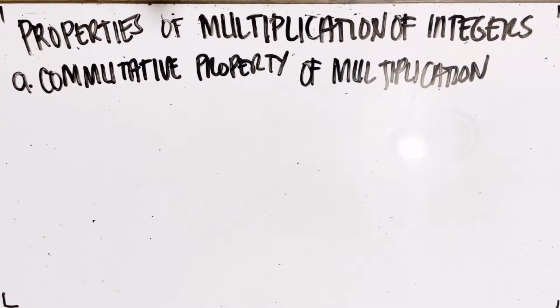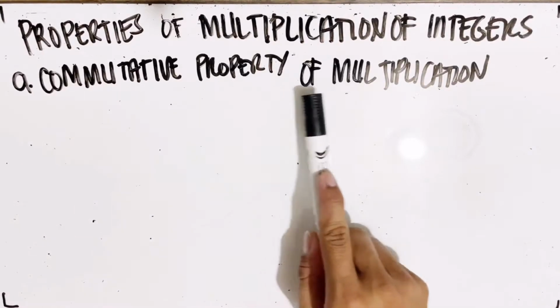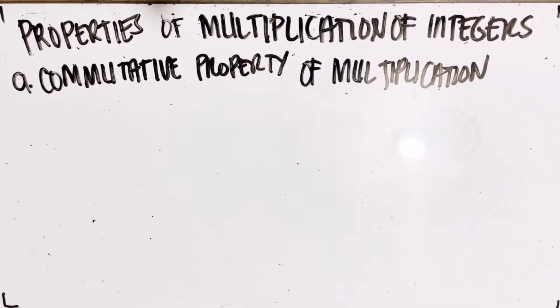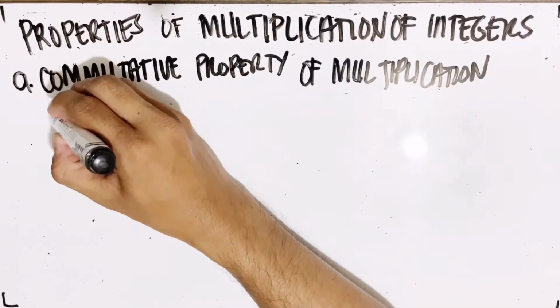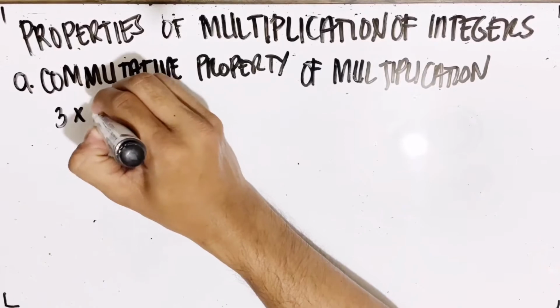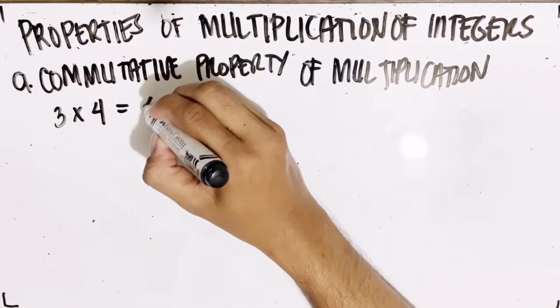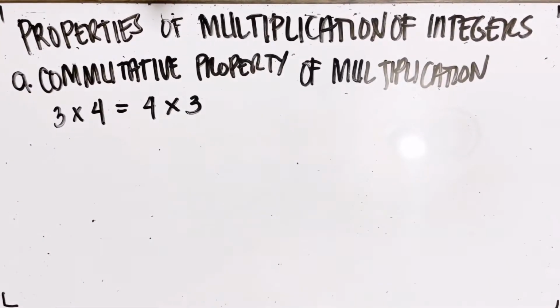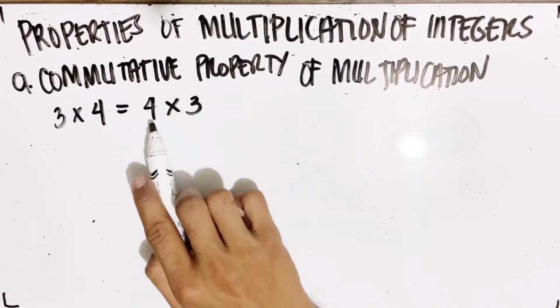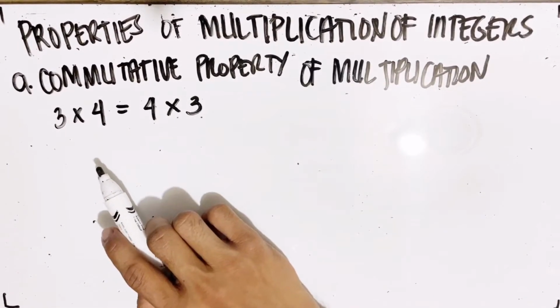So just like with the properties of addition, the commutative property of multiplication states that changing the order of the factors does not change the product. So even if we change the order of the numbers to be multiplied, the product will still be the same. Example, 3 times 4 is equal to 4 times 3. Why? 3 times 4 is 12, while 4 times 3 is still 12.